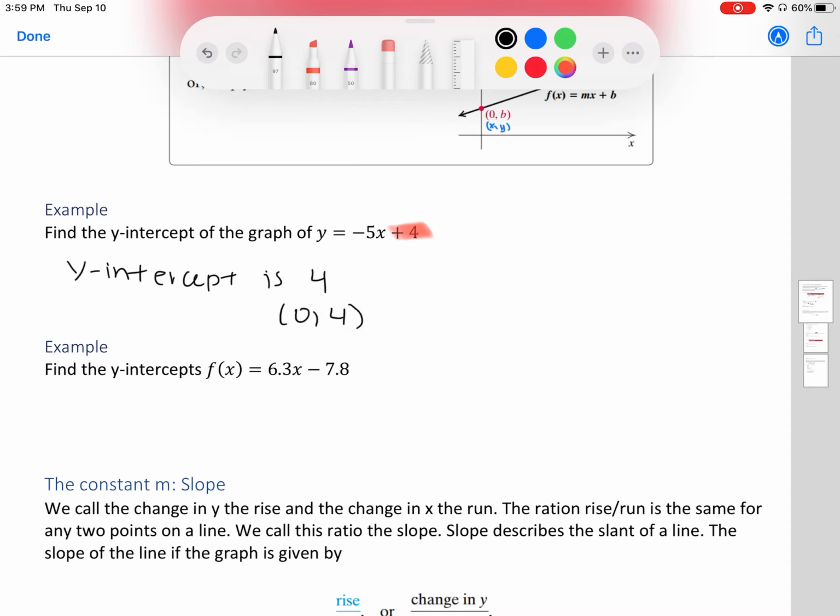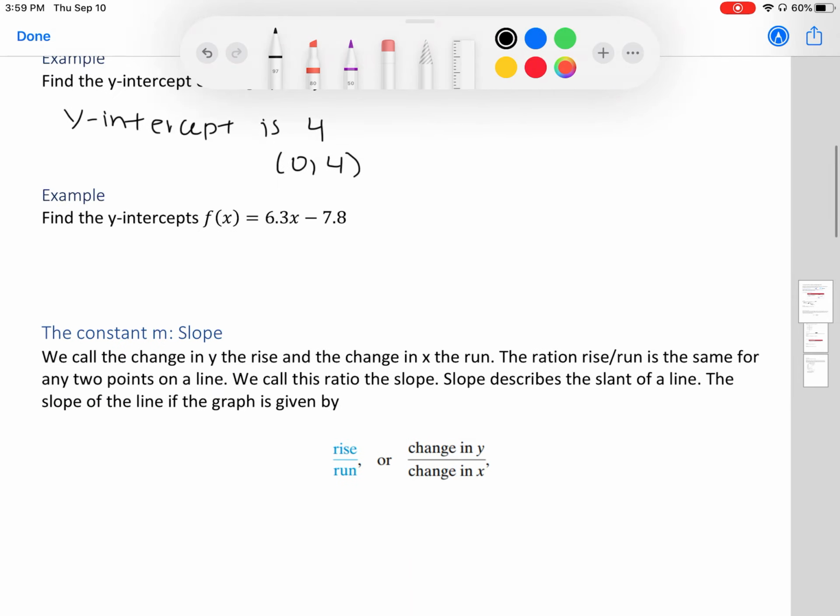Next example. Find the y-intercept of f of x equals 6.3x minus 7.8. Same idea, we look at the number without the x. In this case, it's negative 7.8. So my y-intercept is negative 7.8, or if I want to write it as a point, it would be (0, negative 7.8).